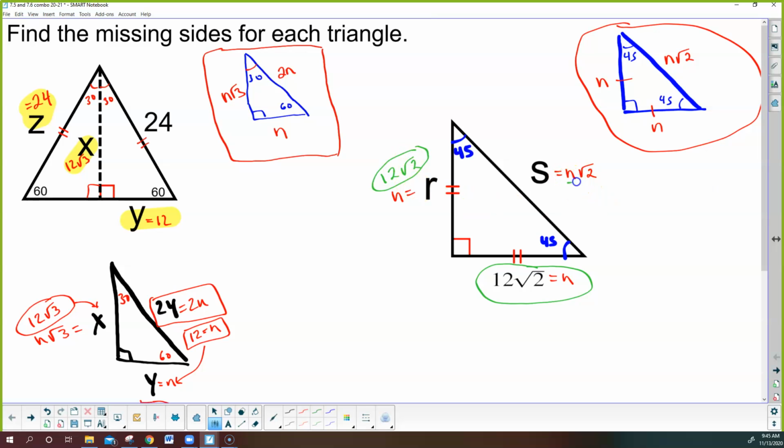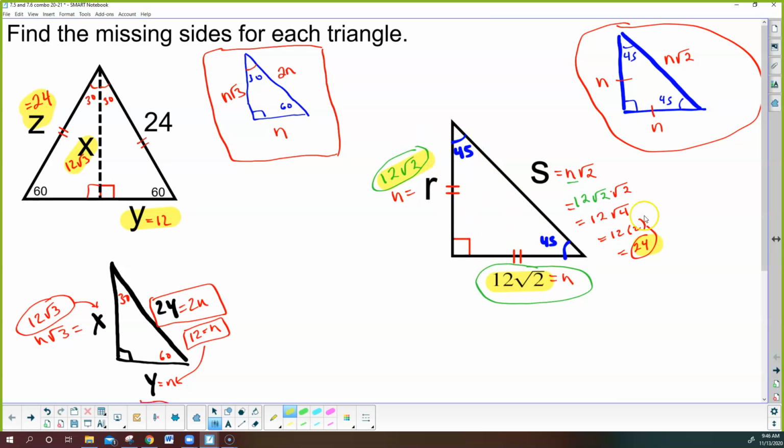And then all we have to do is plug 12 square roots of 2 in for n and multiply it by another square root of 2. Well, you could do this in your head if you want, but the square root of 2 times the square root of 2 is the square root of 4. The square root of 4 is 2, and 12 times 2 is 24. So I now know all three side lengths of this triangle. Which, by the way, I also know all three angles.